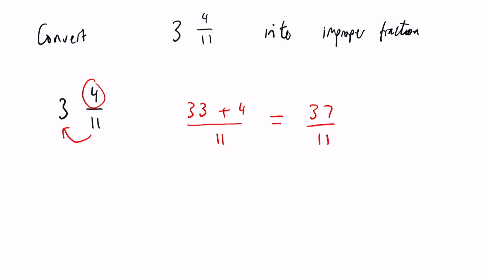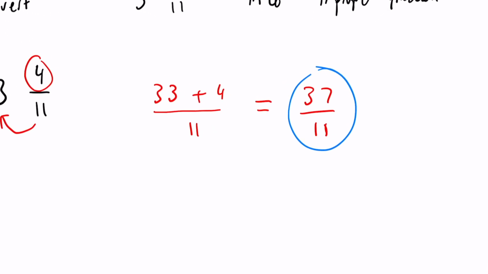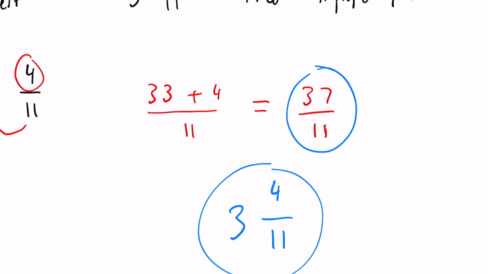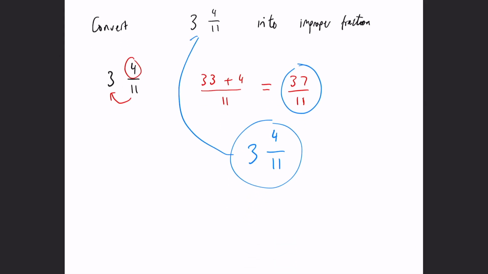And you can actually check your answer to see if you're right. Because if we take this improper fraction and convert it back into a mixed number, we can see that 11 goes into 37 3 times, because 33. So 3 will be our big number. And then between 33 and 37, there's going to be a remainder of 4. So it's going to be 3 and 4 over 11, which is the same number that we started with in the question. So therefore, we must be right.